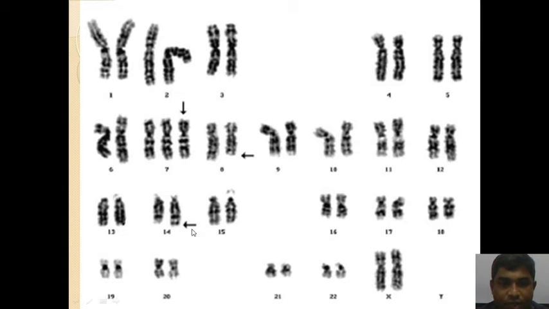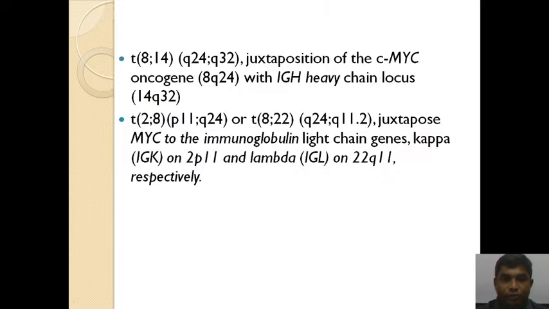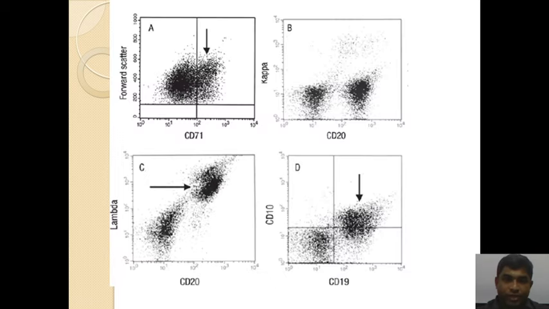And characteristic 8;14 abnormalities are seen in this group of disorders, and there is fusion of MYC gene with IGH gene, this is the immunoglobulin heavy gene, so translocation involving 8 and 14, which is seen in majority of the cases, but in a small amount of cases you can see translocation involving 2;8 and 8;22. So basically MYC gene is on chromosome 8, whereas 2 and 22 contain the immunoglobulin light chains kappa and lambda, and translocation involving these kappa and lambda light chains can also occur in the case of Burkitt's.